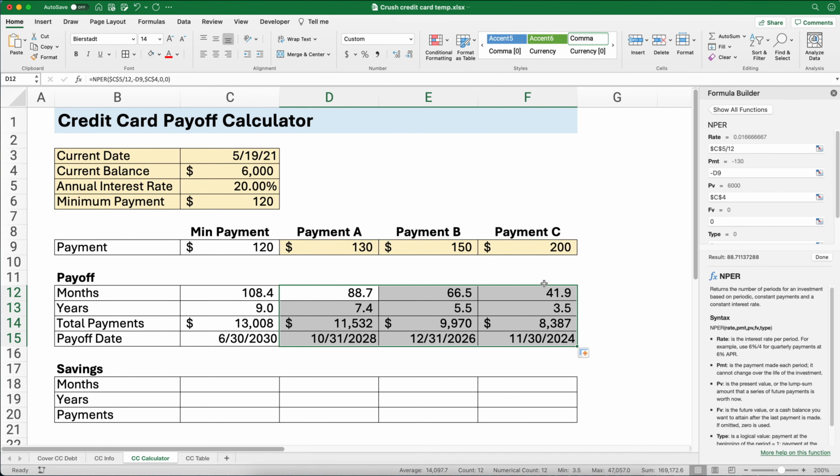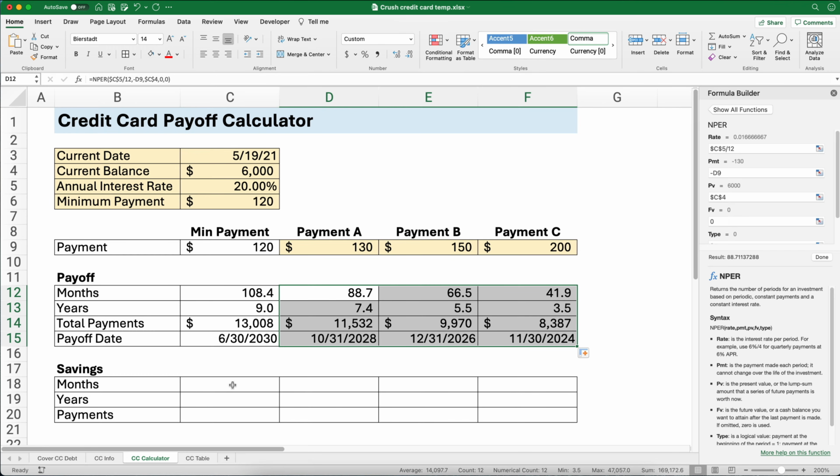And then at $200, less months, less years, less total payments, and the payoff date is November of 2024. So we're talking about 3.5 years. If you can make a $200 payment instead of 9 years, you can do it in 3.5.